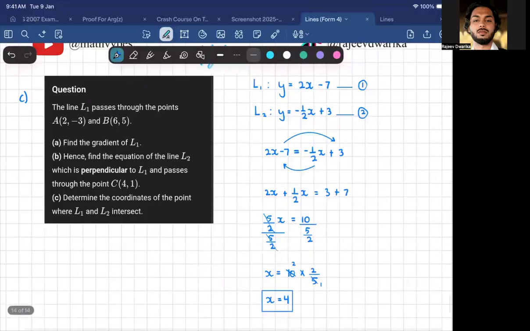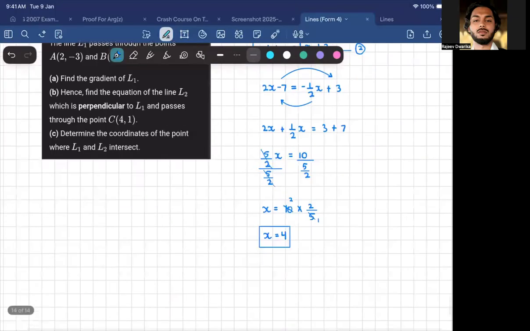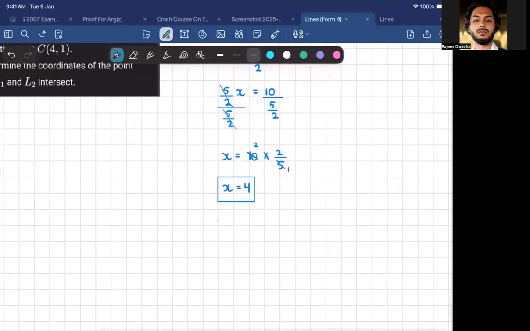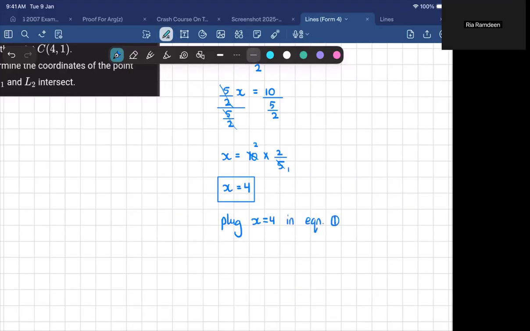Tell me something, Ria. If I want to find y, do I have any equations telling us what y is equal to? Yeah, we have two. It doesn't matter which one you choose, and I will show you. So after you find one of the unknowns, you plug that into either one of the equations. So plug x is equal to 4 into equation 1 or 2, because both of them will tell you what y is equal to. They're literally saying y is equal to something. It doesn't get more straightforward than that.